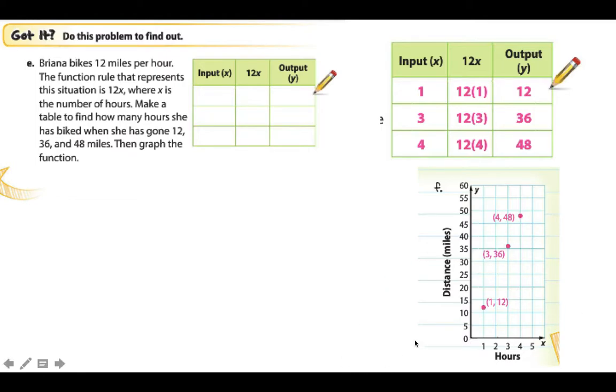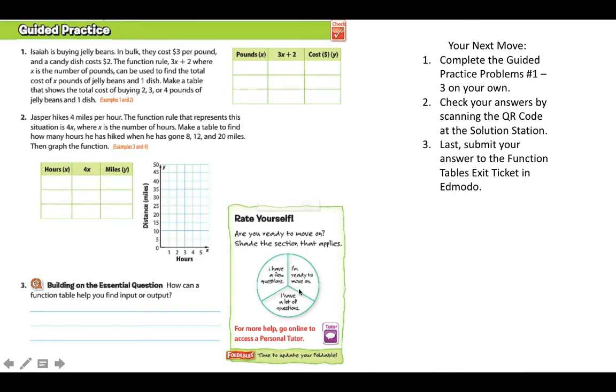We'll go over from 0 to 1 and up to 12. Again, we're going to have to guesstimate there where 12 is. And then we'll go over to 3 and up to 36, also kind of estimating where that one is. And then over to 4 and up to 48. Same thing, making 48 kind of close to 50, but not all the way on the line. So we've got our outputs we were given first. We used our function rule to figure out what our inputs are, and then we use those x and y values to create ordered pairs and graph.